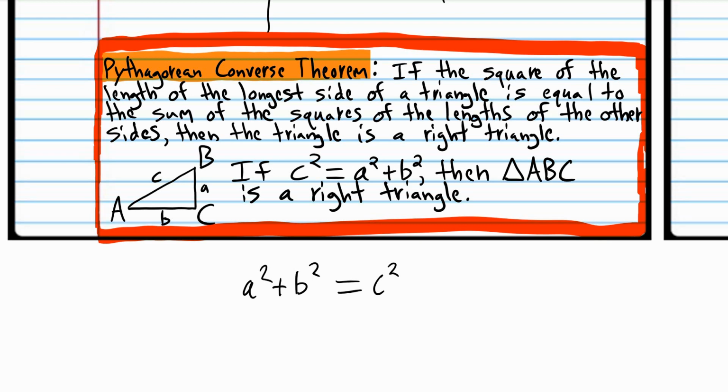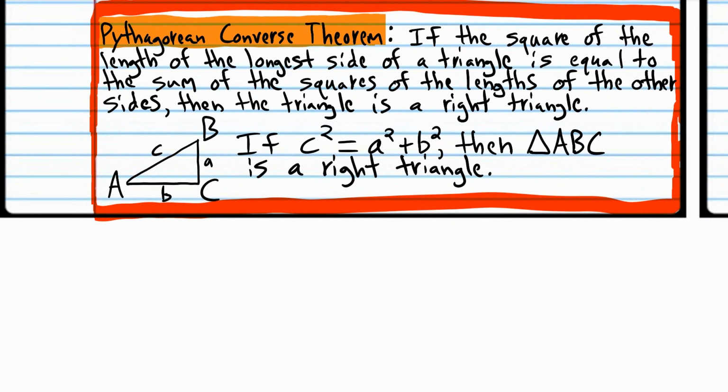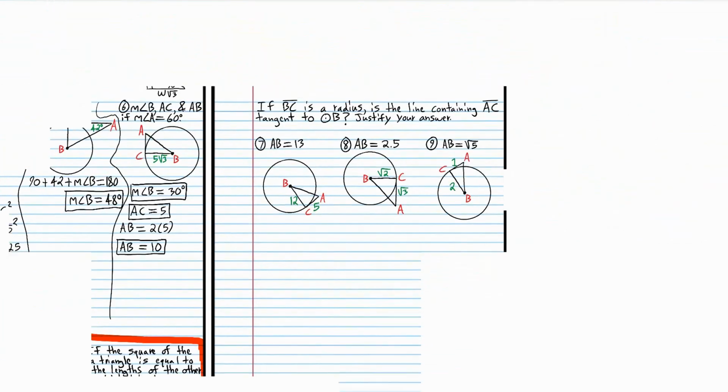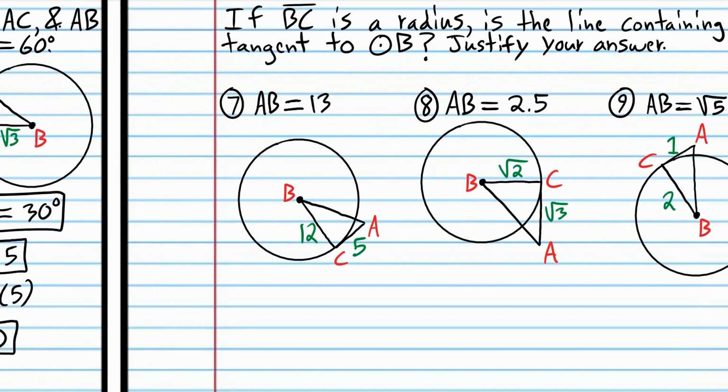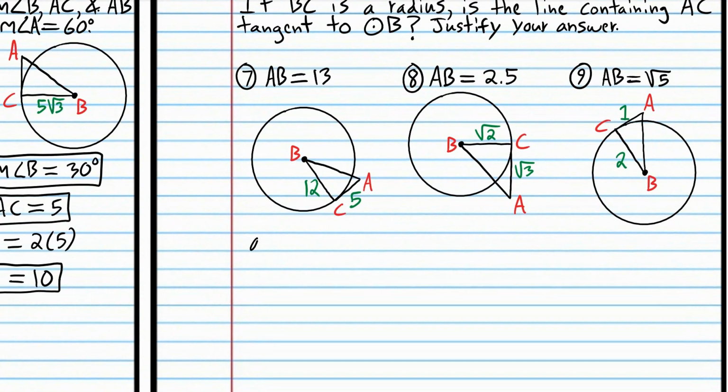But the converse of the Pythagorean theorem says that if the square of the biggest side of a triangle is equal to the sum of the squares of the other sides, then that proves that it's a right triangle, meaning one of the angles is 90 degrees. So we're going to use that in these problems. So we're going to start by just plugging in those numbers, and we're going to use, again, this relation.